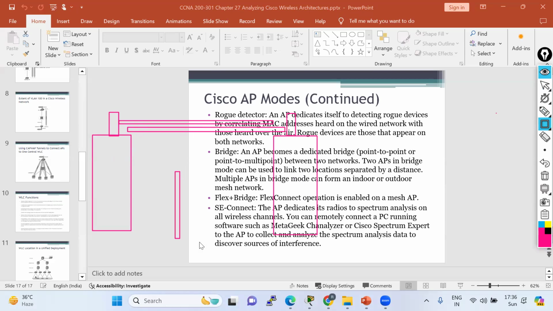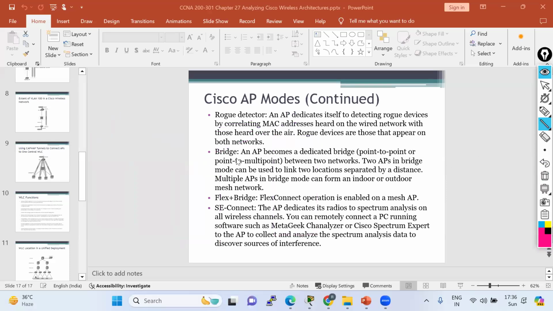If I have multiple buildings, then I can use a third AP and they are again going to do the communication this way. This is going to connect this. This is going to connect this. So this is how the multi-point is going to happen. That's why they are talking about the AP becoming the dedicated bridge, point to point or point to multi-point, when two sides need to communicate across different locations, separated by distance. Multiple APs in bridge mode can form an indoor and outdoor mesh network, right? So this is how the bridge mode is going to happen.